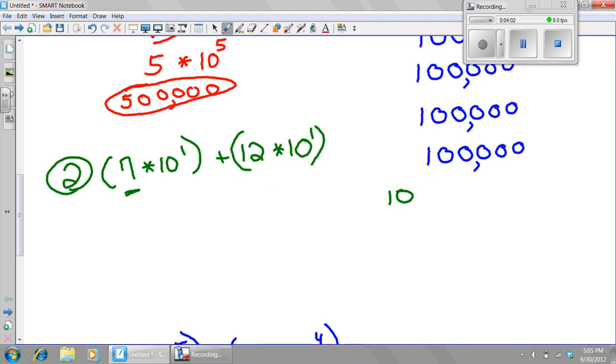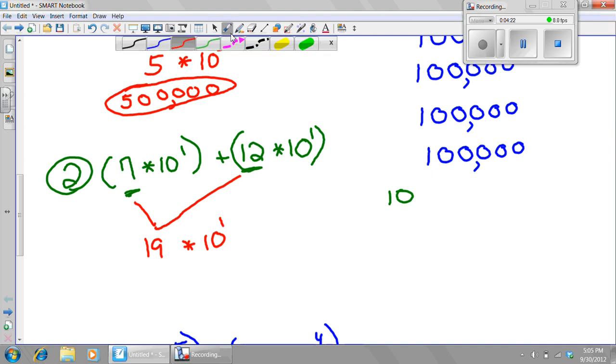Well, I have 7 here, and I have 12 more there. If I put them together, I must have 19 10 to the 1sts. Now, there's a problem with this answer. I haven't made any mistakes or done anything wrong. Hopefully, you can identify the problem. Think about it a second before I say it. The problem is right here.